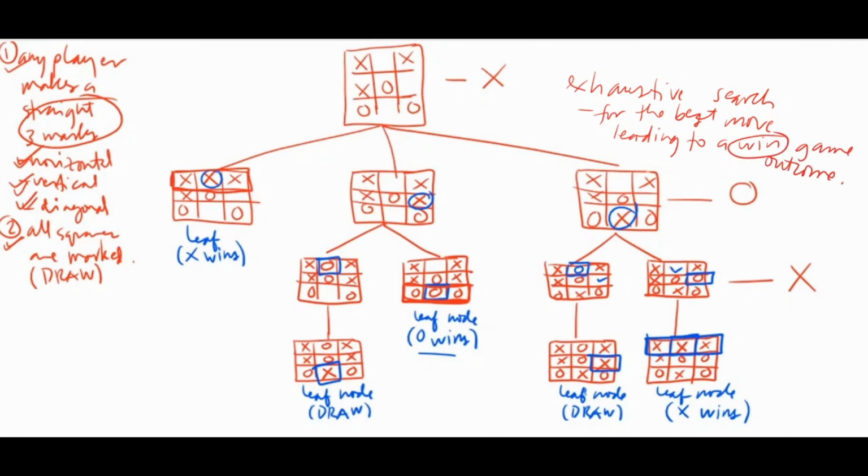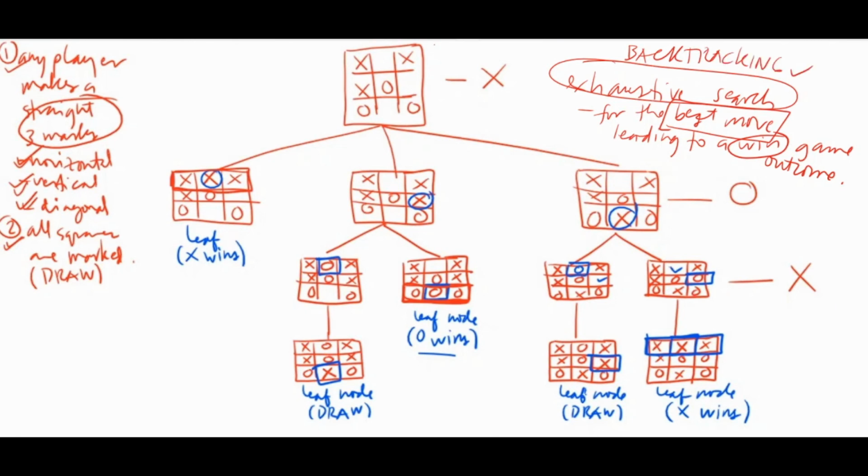So in order for the player to make the best move among all available legal moves, the player has to do exhaustive search in the game tree. This exhaustive search for the best move is called backtracking. So we call this exhaustive search method backtracking.